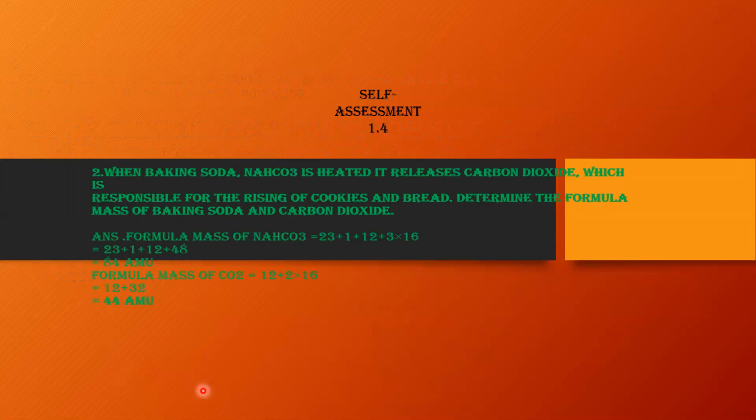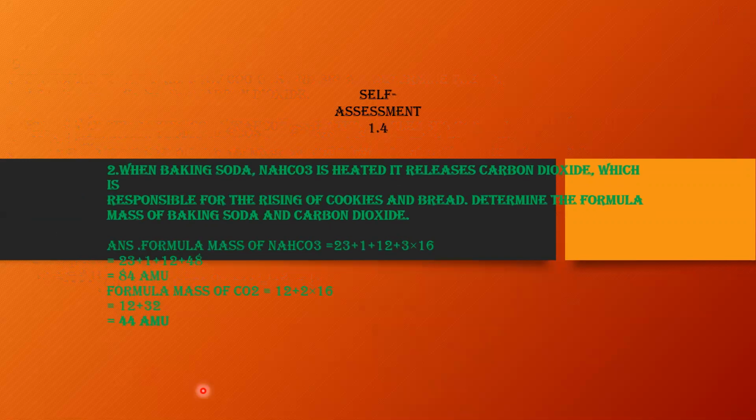Self-assessment 1.4. So when baking soda, sodium bicarbonate is heated, it releases carbon dioxide, which is responsible for the rising of cookies and bread. Determine the formula mass of baking soda and carbon dioxide. So atomic mass of sodium is 23, hydrogen 1, carbon 12, and oxygen 16. 16 into 3 because there are 3 oxygens, so 48. So 84 is atomic mass unit. So formula mass of carbon dioxide is 44 atomic mass unit.